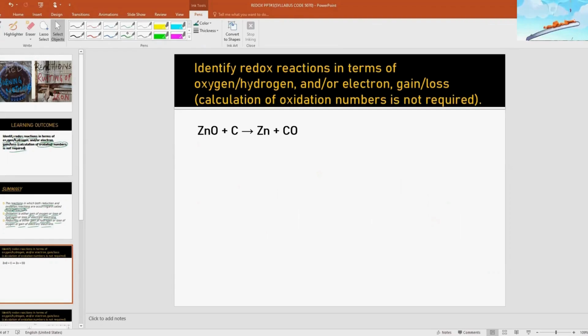Consider this reaction. It's between zinc oxide and carbon. The products are zinc and carbon monoxide. In this reaction, zinc oxide is reduced to zinc, as it has lost oxygen. Loss of oxygen.